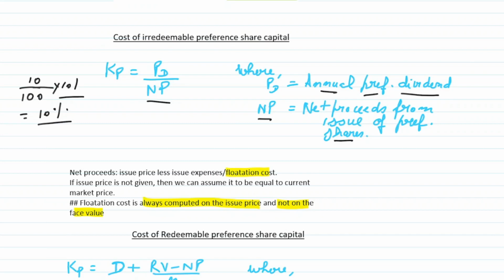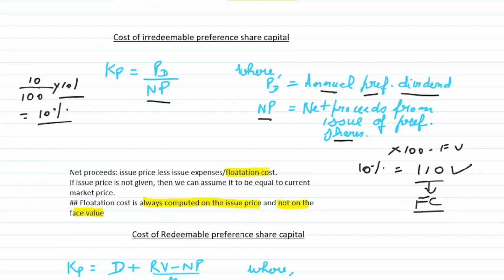So for example, if you have issued a preference share at a premium of 10%, and the face value is say 100 rupees, that means the issue price of this preference share is 110, right? The flotation cost is always computed on this 110 and not on this 100. So please keep that in mind. Also, we have already discussed this in debentures. The same is applicable in case of preference share. If issue price is not given, then we assume it to be equal to current market price.